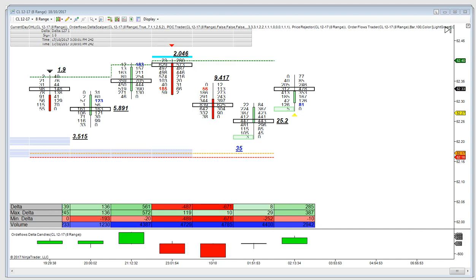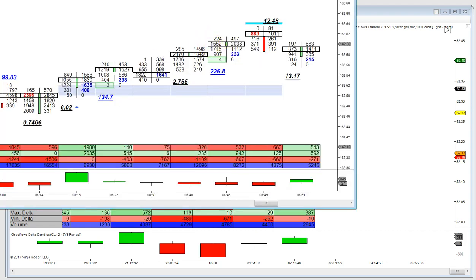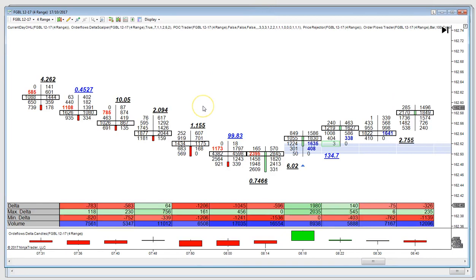If I could find the right chart, just bear with me. Oh, Bunds. Bunds is the one I want to talk about. Where's my Bunds chart? Bunds, nice contract. Nice signals this morning also.